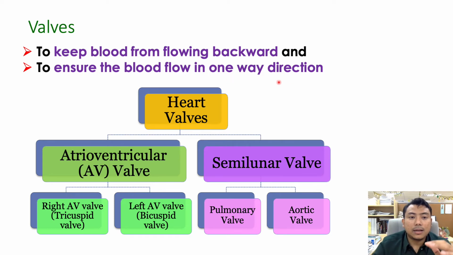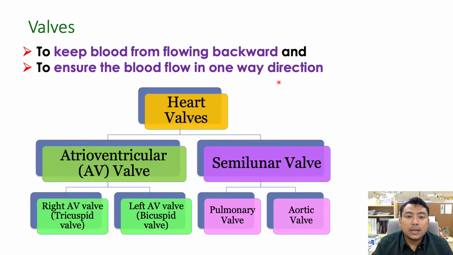Maksudnya, kita tak nak blood daripada atria dah masuk ke ventricle, patah balik ke atria balik. No, we don't want that to happen. So, same goes when we have the blood pumped out from the ventricle, masuk aorta, masuk pulmonary artery, semua tu kan. We don't want the blood to flow back into the heart back again. So nak prevent ni macam ni, we will use valve. That's the function of the valves.